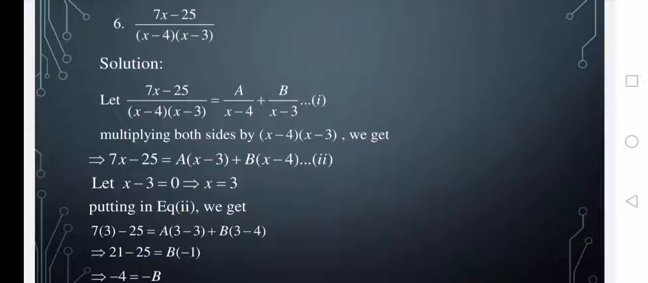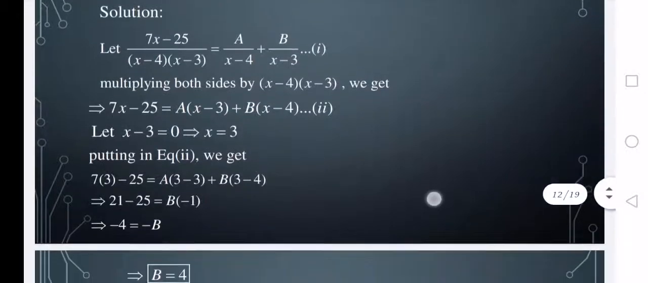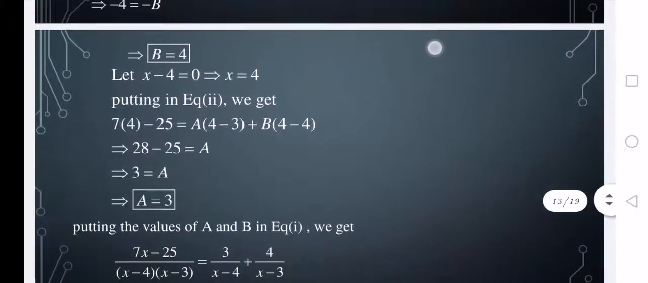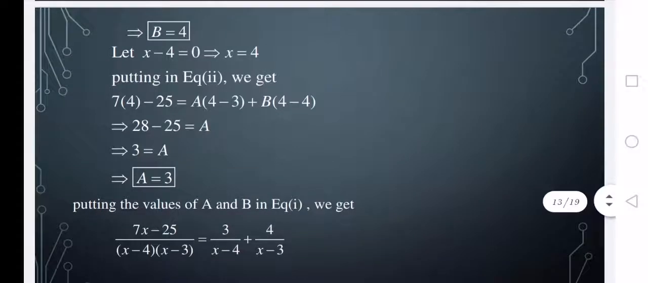Putting x is equal to 3 in equation number 2, we just get 7 into 3 - 25 is equal to A into (3 - 3) plus B into (3 - 4). This will give us -4 is equal to -B. The minus on the left hand side will be cancelled out with the minus on the right hand side, and we will get the value of B to be 4.